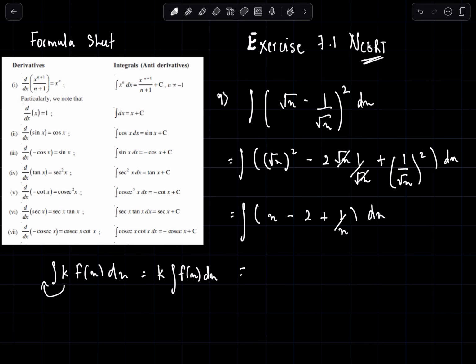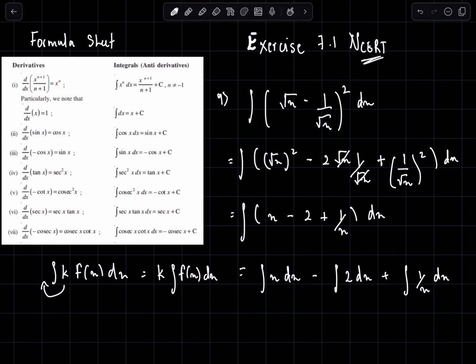So now you ask yourself, are all the three terms integratable? X is, 2 is definitely, and 1 over x is. So let's do this. So integral of x dx minus integral of 2 dx plus integral of 1 over x dx.